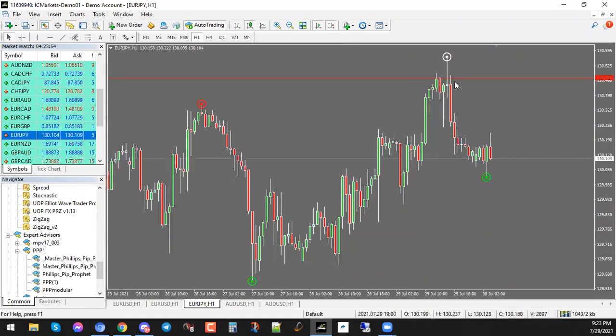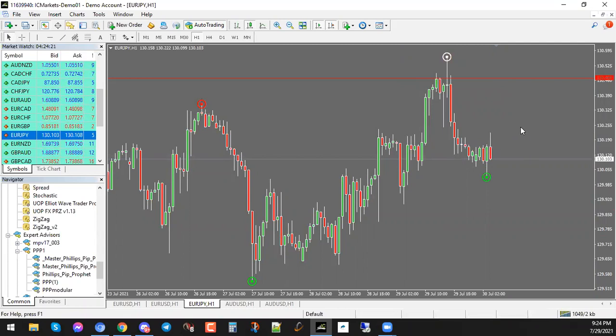So with this being a very strong area of resistance, we can expect that price will move to the downside. All you need to do right now, since you have a green dot showing that price is potentially looking to move to the upside, is recognize that most likely it's going to be a correction. So we're looking for the next red dot. When the next red dot pops up, we will be going short.